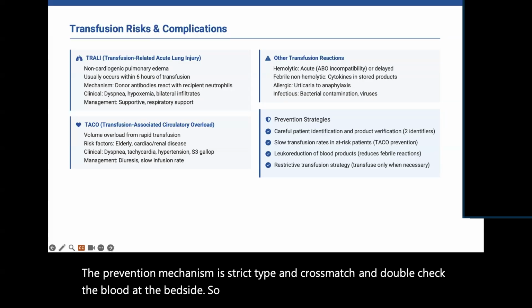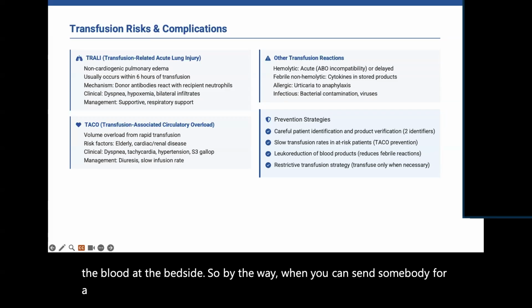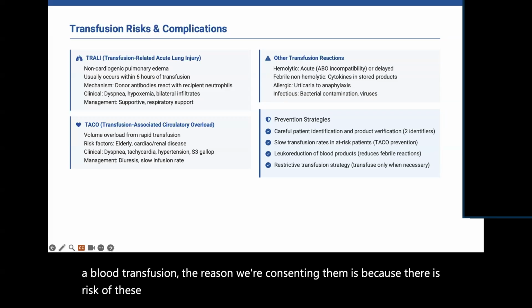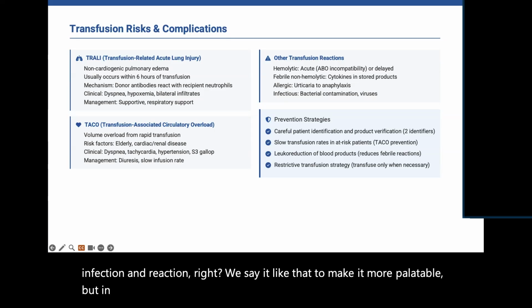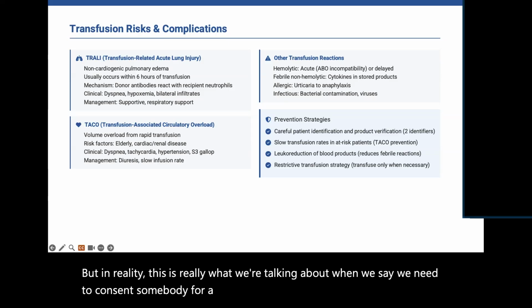By the way, when you consent somebody for a blood transfusion, the reason we're consenting them is because there is risk of these complications. And we say things like fluid volume overload, infection, and reaction, right? We say it like that to make it more palatable. But in reality, this is really what we're talking about when we say we need to consent somebody for a blood transfusion, which a lot of NPs are in the role of doing.